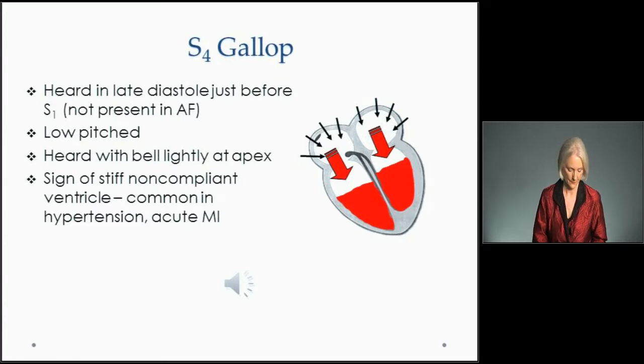Fourth heart sound. The fourth heart sound is an extra heart sound that occurs in late diastole just before the first sound. It is low-pitched and requires the bell of the stethoscope to be applied lightly to the cardiac apex. Listen to a patient with a fourth heart sound. I will begin with 3 normal beats and then add the fourth sound.